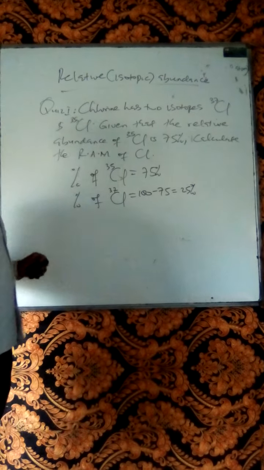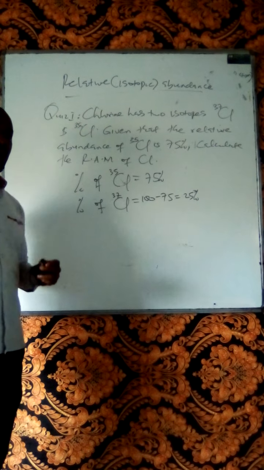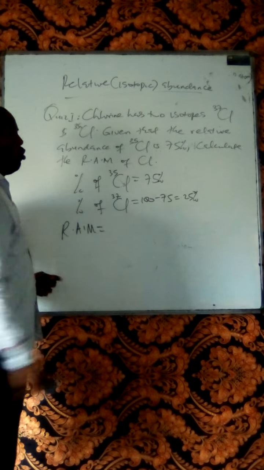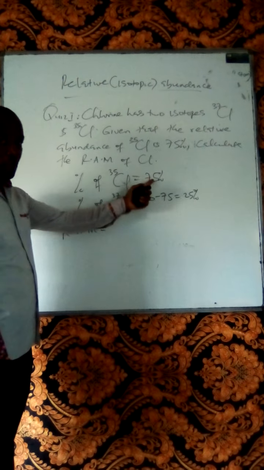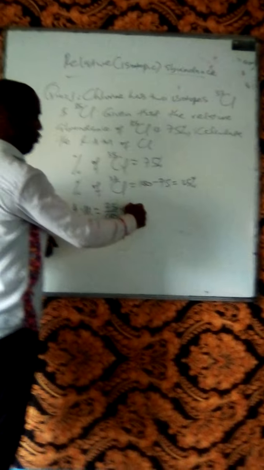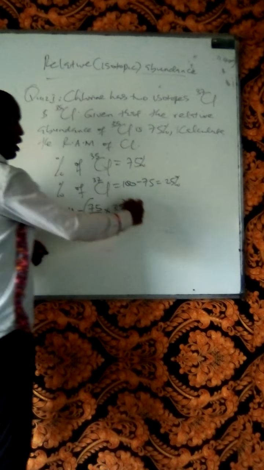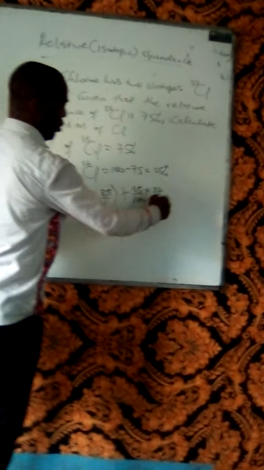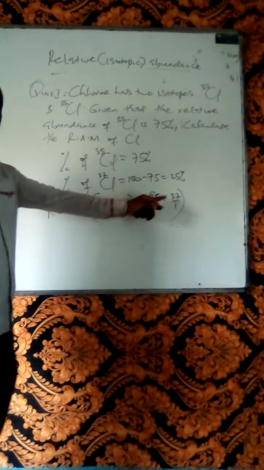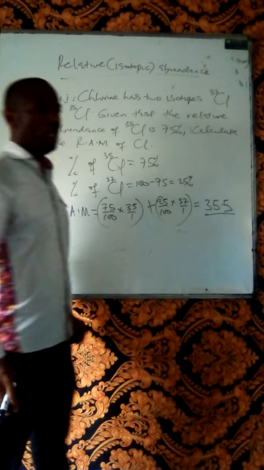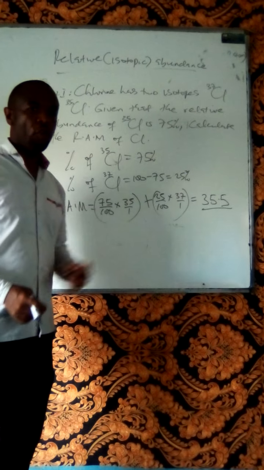So we are now asked to calculate the relative atomic mass of chlorine. How to get it? We multiply each percentage or each abundance by the atomic mass. 75% means 75 over 100 times 35 over 1. We'll do the same for the other one: 25 over 100 times 37 over 1. So when we solve this, we're going to get 35.5, which is the approximate relative atomic mass of chlorine.